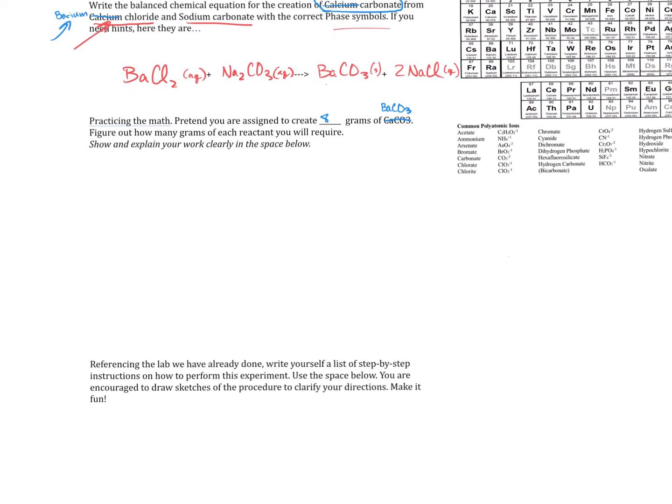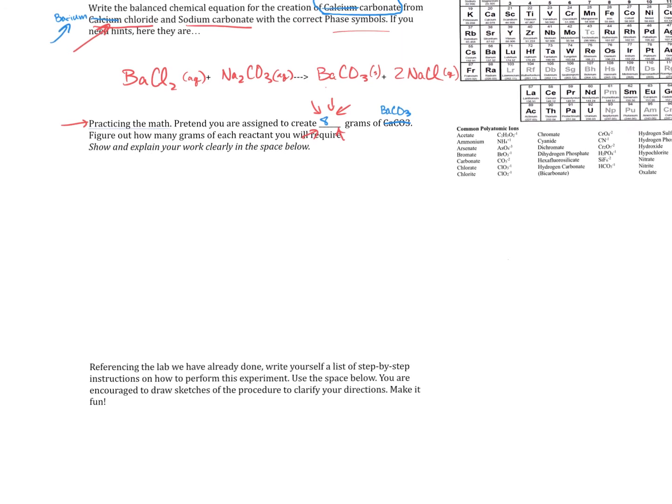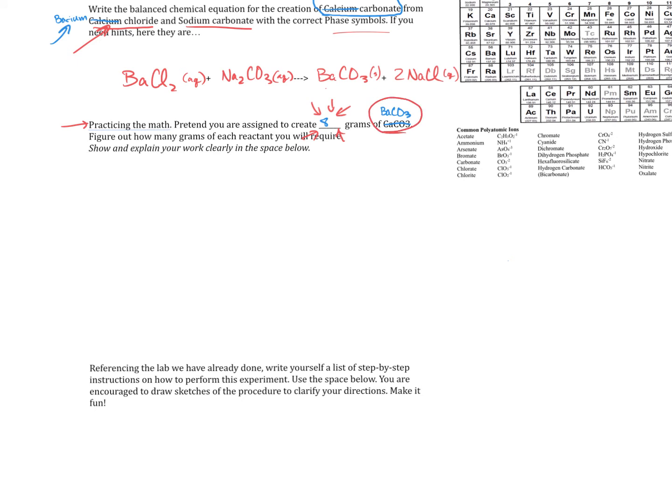Now, second part, practicing the math. Everybody needs to do this to be ready for the lab. You get to choose your number right here. I chose 8 grams. You choose your number. For me, it says I need to make 8 grams of limestone or product, and in my case, again, barium carbonate, not calcium carbonate. So there's my target, 8 grams. What the heck do I do with that?